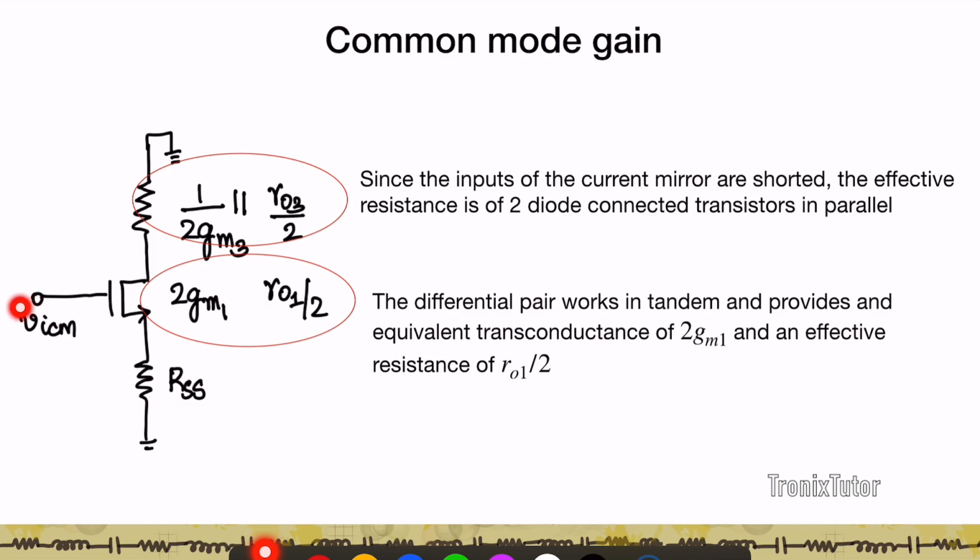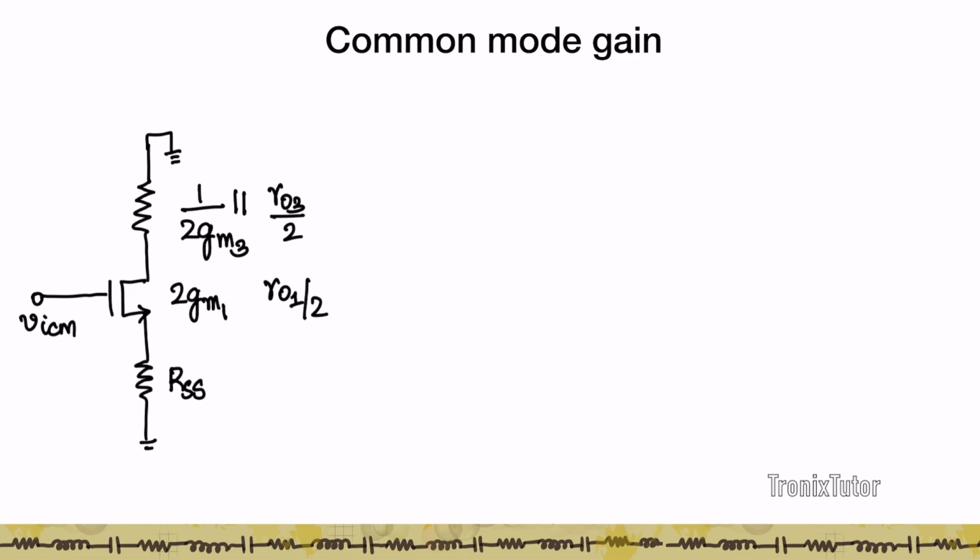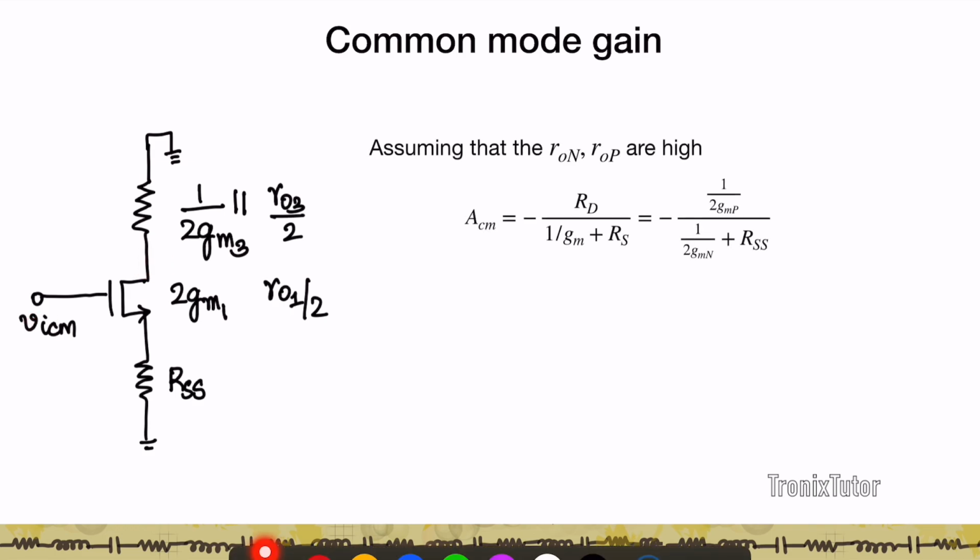So now if I want to talk about the gain from VICM to Vout or Vx, the gain from VICM to Vout is nothing but a common source amplifier with source degeneration. So again, if I assume lambda to be 0, let's assume RO1 to be negligible and similarly RO3 to be negligible, what I get is my common mode gain is RD/(1/GM + RS), which in other words is (1/2GMP)/(1/2GMN + RSS), or the common mode gain is 1/2 times 1/(1 + 2 GMN RSS) times GMP/GMN.